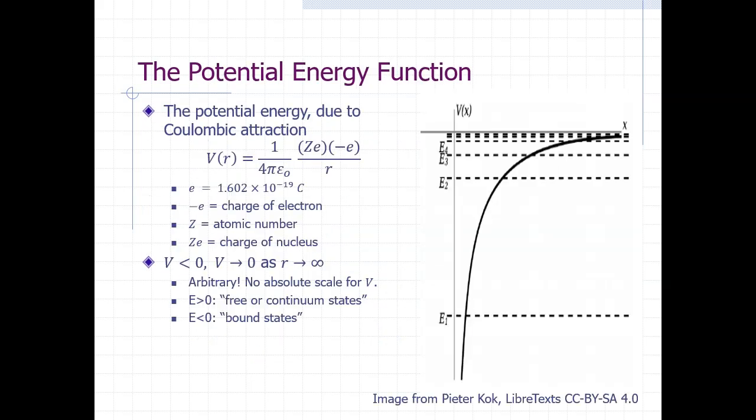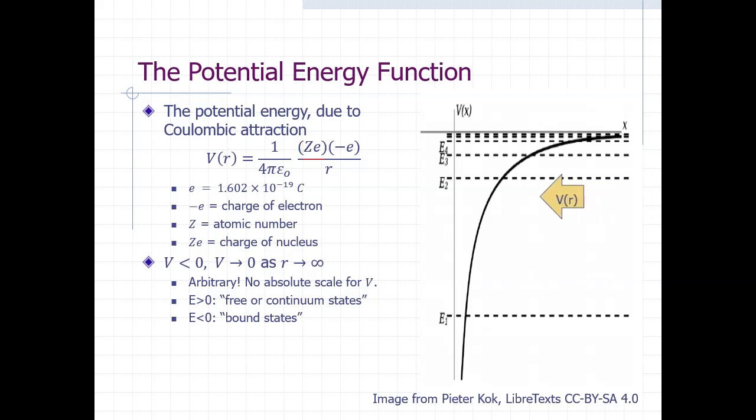The potential energy due to Coulombic attraction between the electron and the nucleus is inversely proportional to the distance between them. In the formula given here, 1/(4 pi epsilon naught) is the Coulomb's law constant. e is the fundamental charge, 1.602 times 10 to the -19 coulombs. Negative e is the charge of an electron. Ze is the charge of the nucleus, with Z being the number of protons in the nucleus.